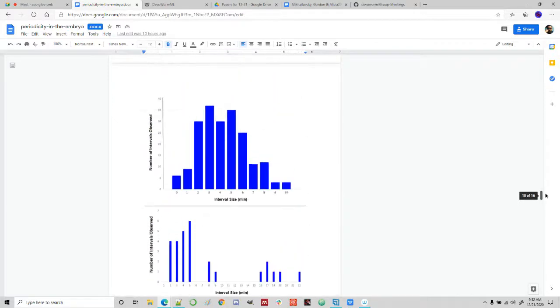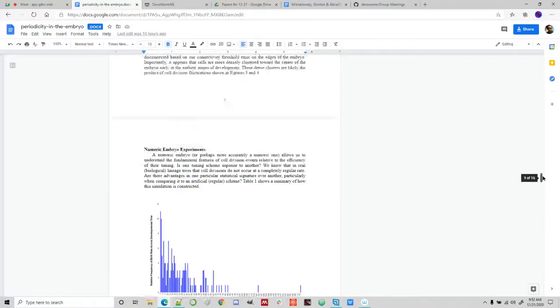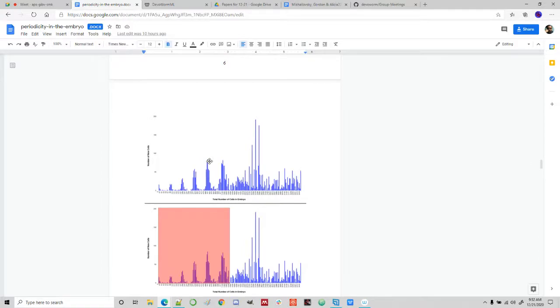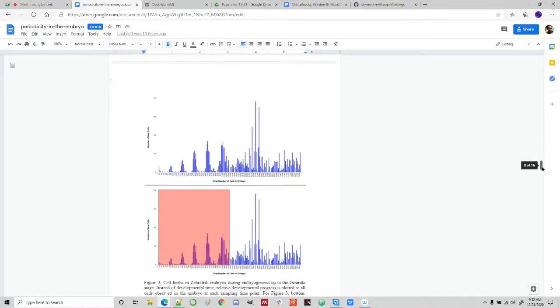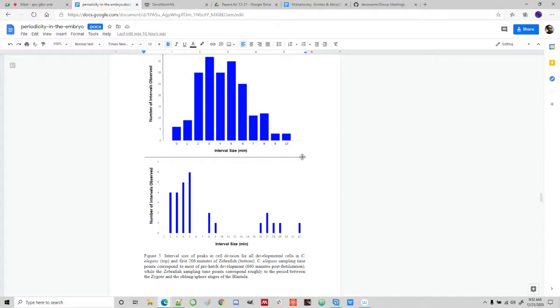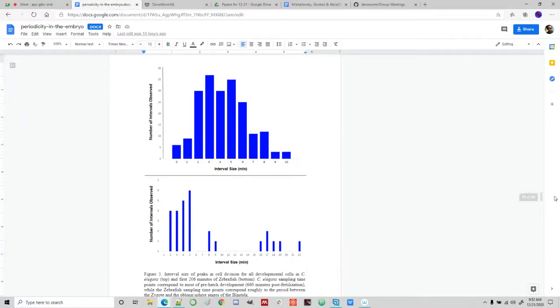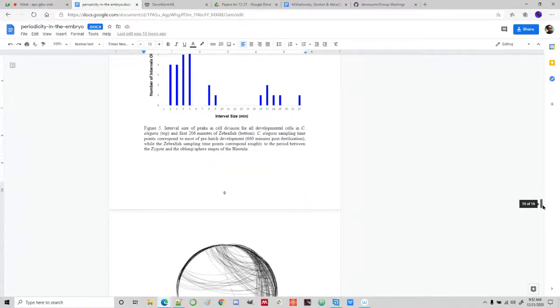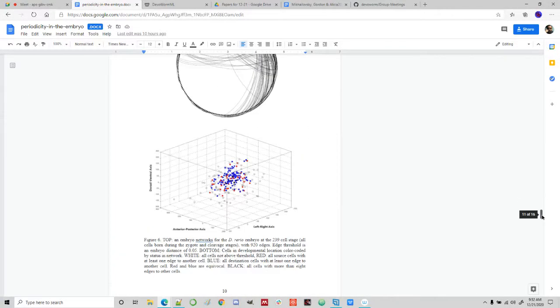These are intervals between peaks. So now taking the peaks of these different fluctuations and defining it in a certain way, we can get these graphs, and it's discussed in the paper. This is C. elegans and this is zebrafish. In zebrafish, you tend to have this multimodal distribution for whatever reason. I can't remember why that is. It might be in the paper.